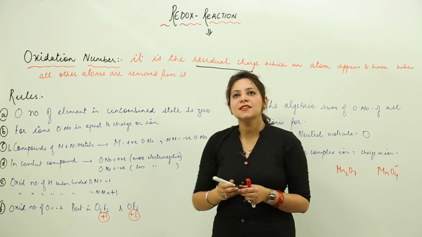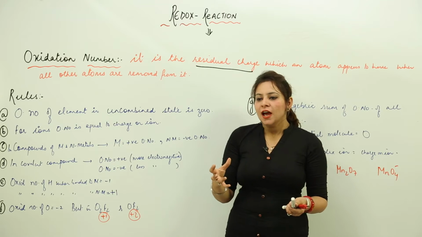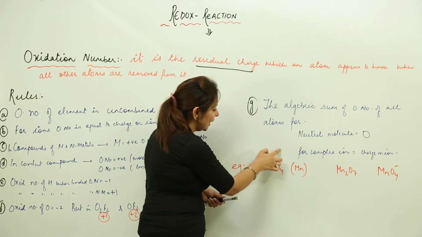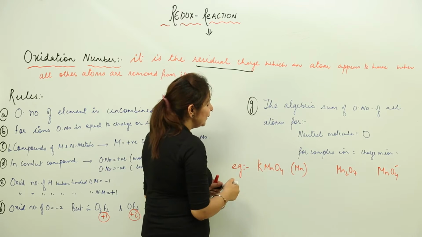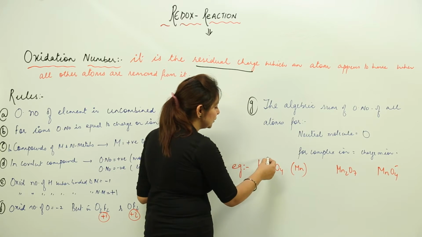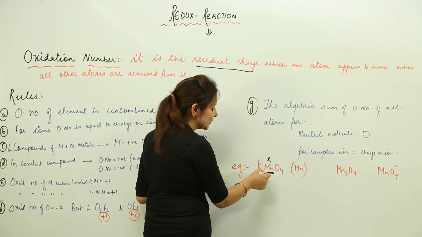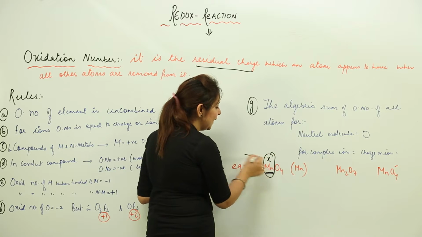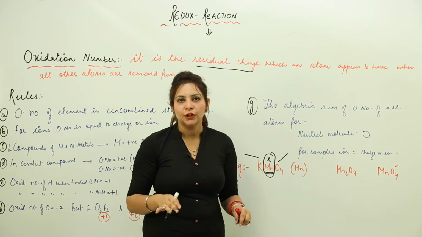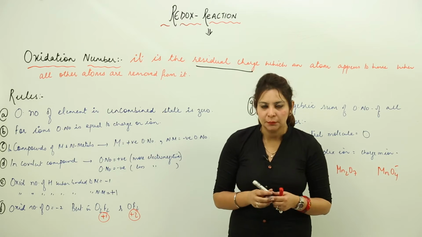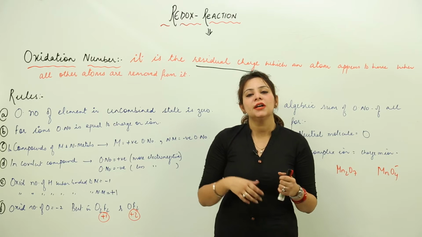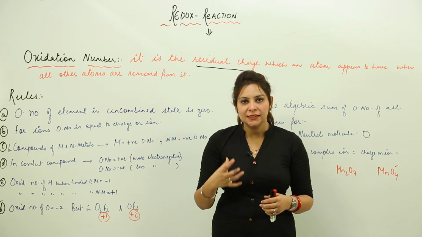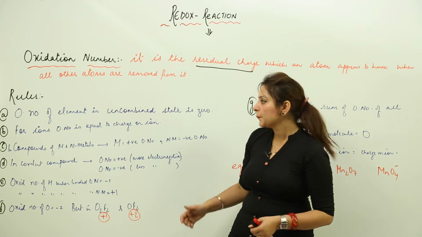Or you can say, suppose I have a molecule like KMnO4, and I need to find the residual charge on this manganese. This is the charge which it will possess when K and oxygen are removed from it. This is called the oxidation number. Now in order to find the oxidation number, we have a certain set of rules. Just look at the board.